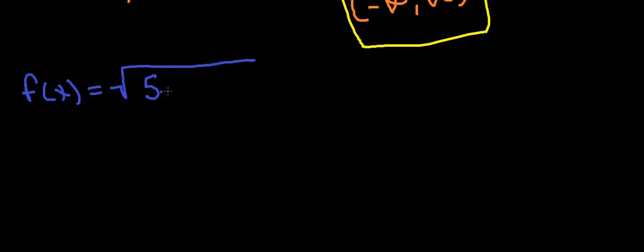Let's do another one. Let's say I have f of x is equal to the square root of 5 minus x. So here we have a situation where we could possibly have a negative number in a radical. So now we have to think of what x terms are going to give us a negative square root.